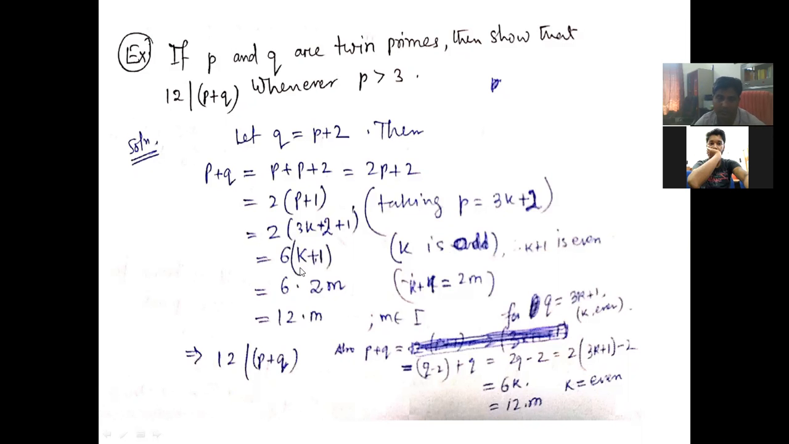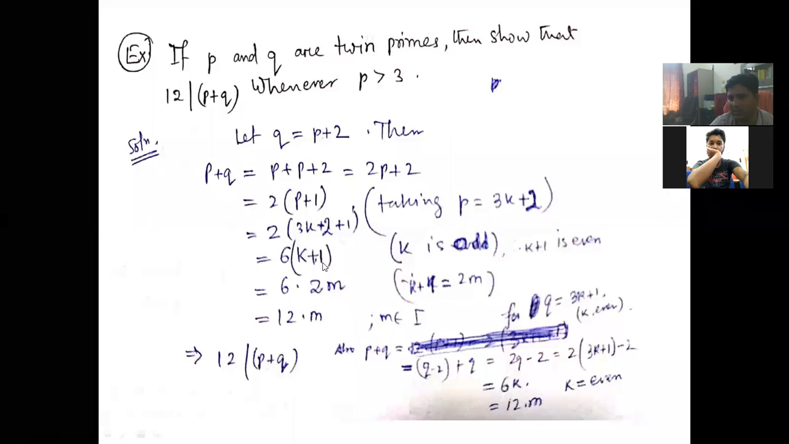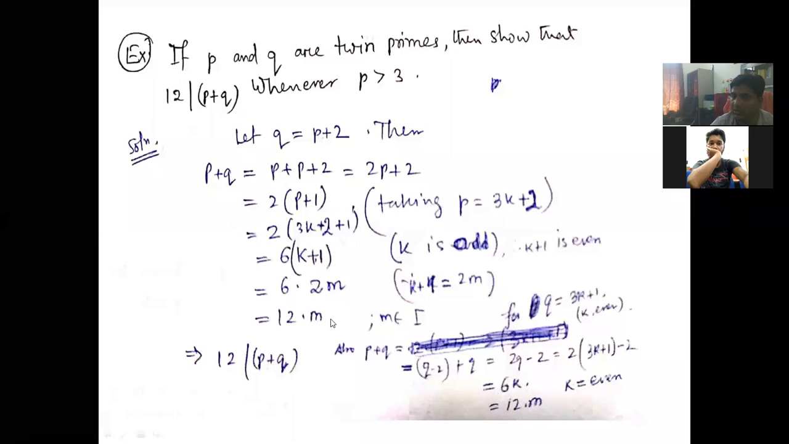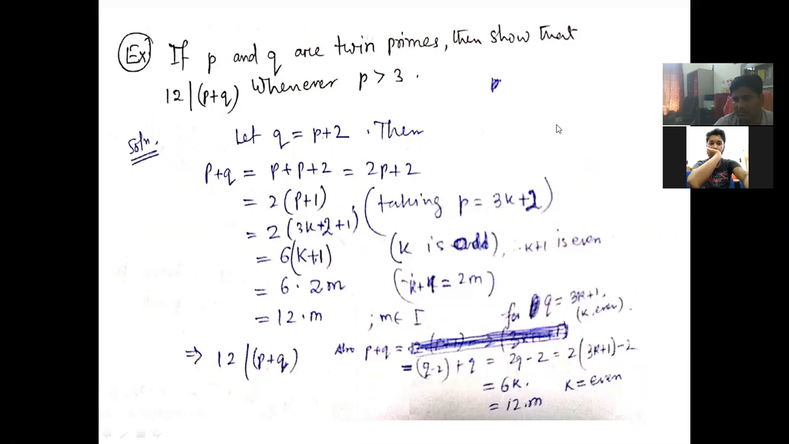So you see here 6 into k plus 1, and k is odd. Odd plus 1 equal to even, means k plus 1 is an even number. Even can be written as 2 times of some m. So k plus 1 is even means it is 2 times of some integer. So 6 into 2 into m means 12 into m. This means 12 divides P plus Q. This is P plus Q equal to 12 into some integer. So 12 is a factor. Therefore 12 divides P plus Q.